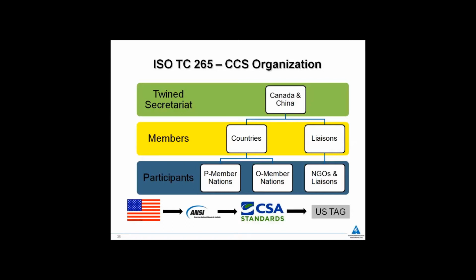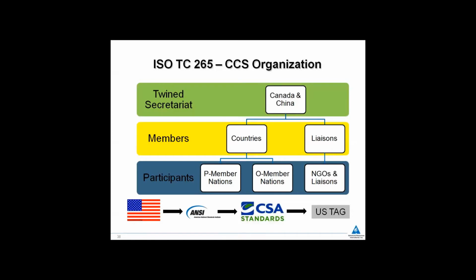Within TC265, the membership is comprised of two types of entities, countries and liaisons. Within countries, there are two types of countries. There are either P member or participating nations, or O member or observing nations. A country has a right to watch and be part of it, or to be fully engaged as part of this. And on the liaison side, there are a host of non-government organizations, NGOs like GCCSI, and others that act in a liaison status, in a liaison standpoint.